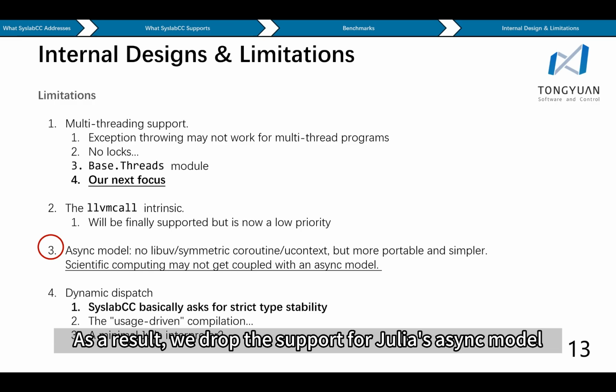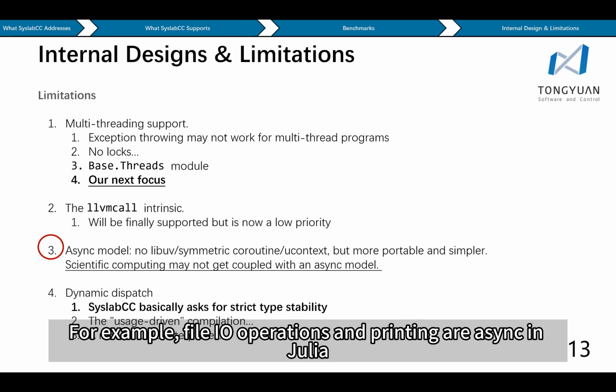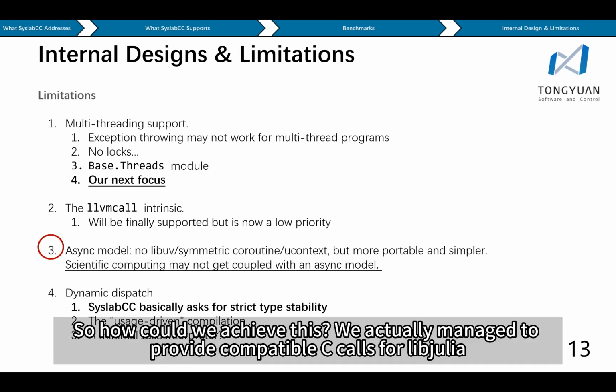As a result, we dropped the support for Julia's async module, but we are still compatible with the common async functions in Julia. For example, file I/O operations and printing are async in Julia, but they are actually synchronous in SyslabCC. So how could we achieve this?